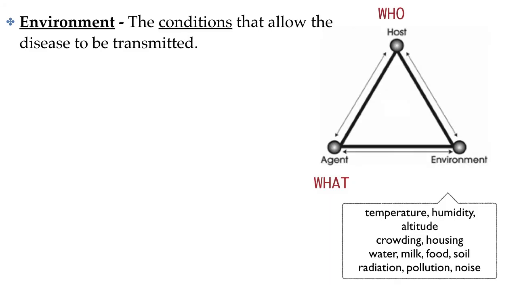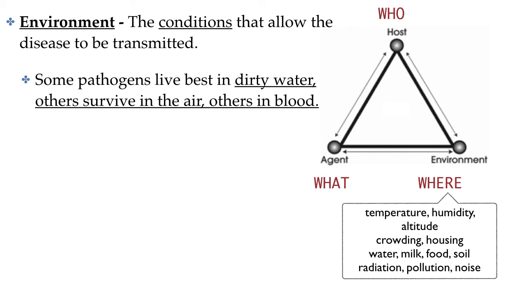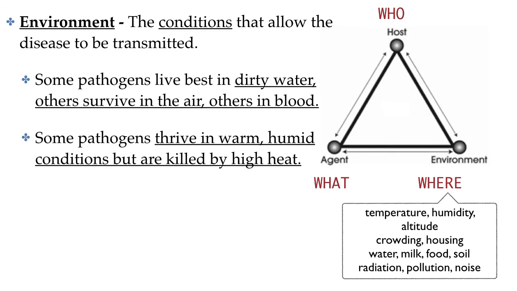And last is the environment. The environment is the conditions that allow the disease to be transmitted. This is the where. Some pathogens, for example, live best in dirty water. Others survive better in the air. Others survive in blood. Some pathogens thrive in warm, humid conditions, but might be killed by high heat. Some of them get killed by cold weather. Some of them actually get killed by warmer weather. So these are important when determining how we're going to fight a disease.